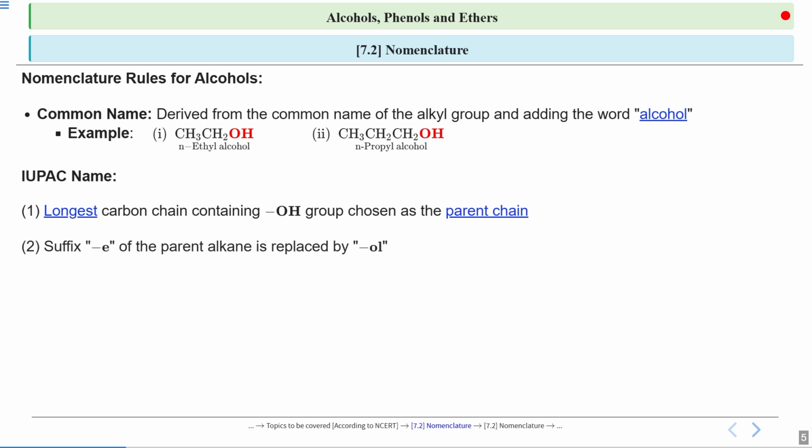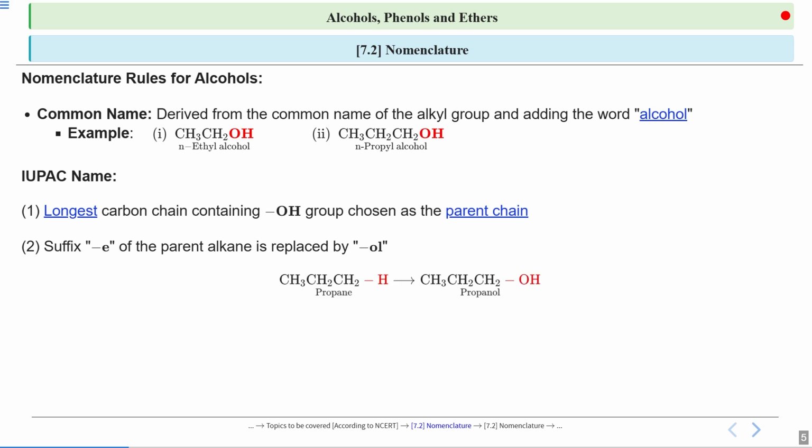Second point, the suffix E of the alkane name. In the alkane name, the E suffix comes after the name of the alkane. So the suffix E of the parent alkane chain is replaced by ol. So while writing the IUPAC name of alcohols, the E of the parent alkane is replaced by ol.